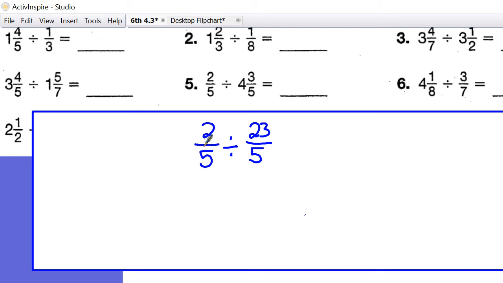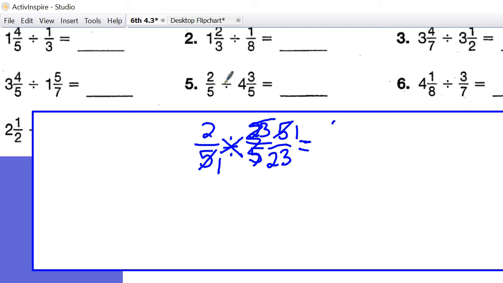The second step is to then multiply by the reciprocal. The reciprocal of 23/5 is 5/23. The next step is to check for things that simplify. 5 and 5 share a factor of 5. 5 divided by 5 is 1. 5 divided by 5 is 1. 2 and 23 do not share a factor other than 1, so they don't simplify.